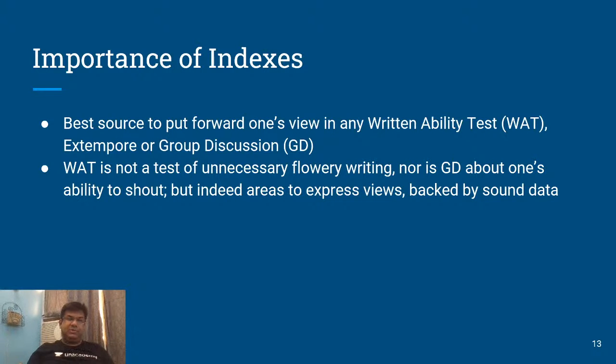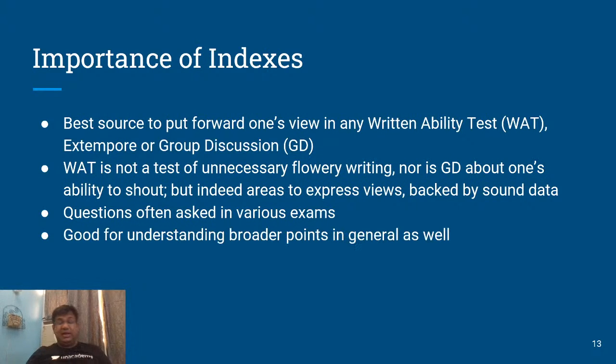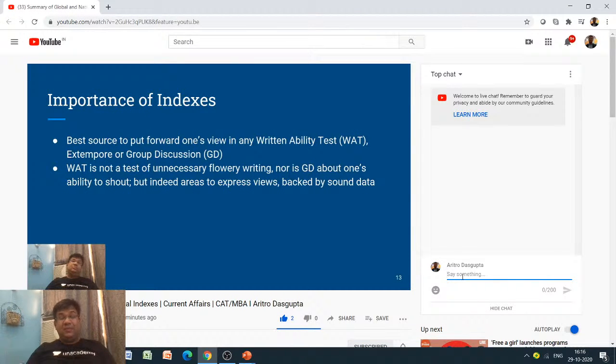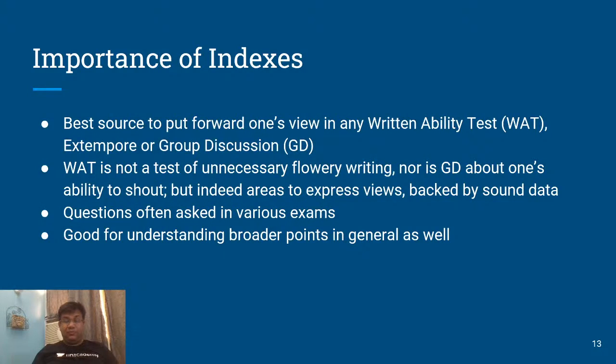Similarly, VAT is not about writing unnecessary flowery writing, nor is a GD about one's ability to shout. Instead, you need to have the right opinion. Questions are often asked in various exams from all these indexes, and of course they're good for understanding. This is also good generally for a manager. A manager needs to take a lot of broad decisions, because a manager is in a decision making position, so a lot of that information can be derived from this kind of data.